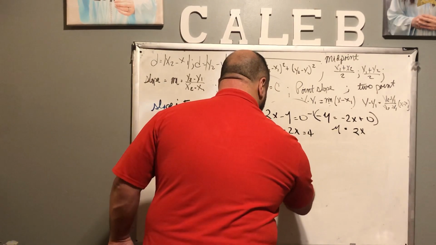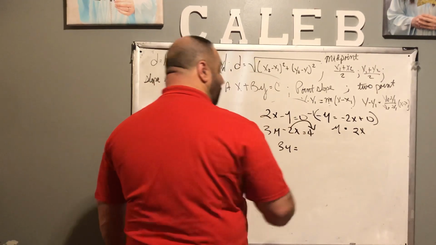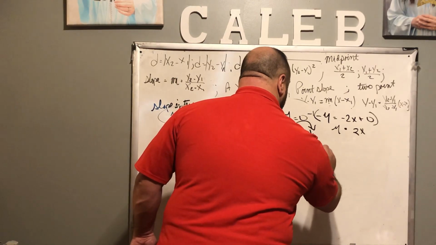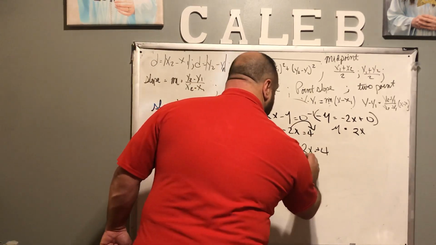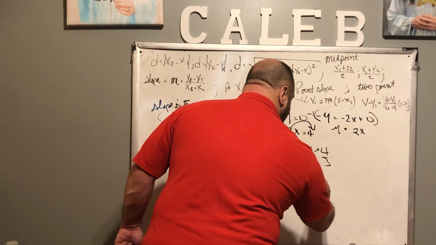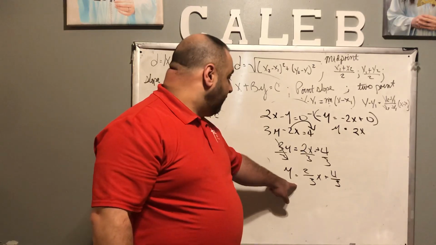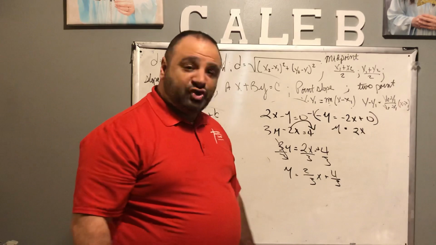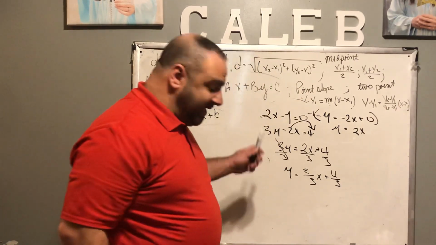Now let's solve for this one here. So 3y equals, again, I'm going to get x to the right side of the equation, so I'm going to use the addition axiom of equality. So 2x plus 4, divide everything by 3. So y equals 2/3 x plus 4/3. Now what's the slope here? This slope is 2 over 1. This slope is 2 over 3. So for number 5, is the answer yes or no?